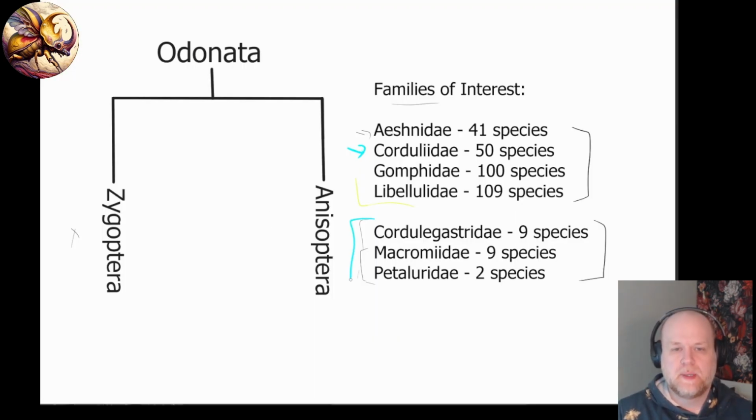Now we can talk a little bit about the minor families. There's not a lot to talk about here. You can see there's very few species of these in the United States and Canada. Generally, there's only 1 or 2 genera within each of these families that are available in this region of the world.